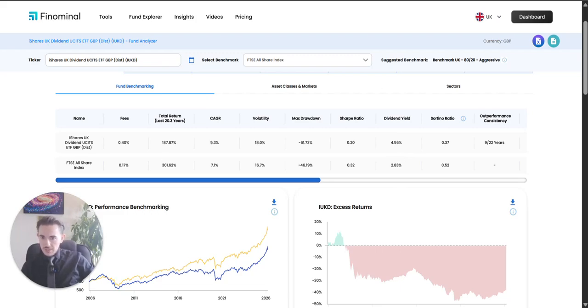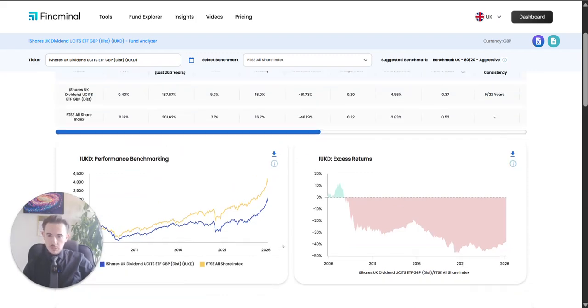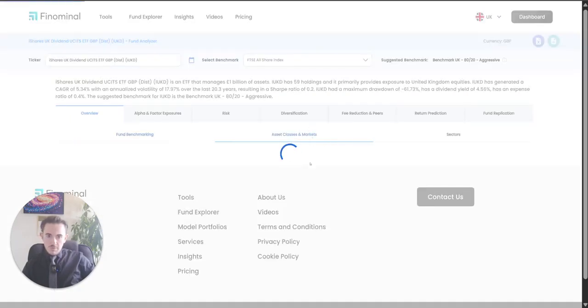Now this is where it gets quite interesting when we look back to total return, because the dividend yield is reinvested within this, so the total return accounts for this reinvestment already. But as this is an income producing fund, likely clients will want to take that income and not reinvest it. So in actuality, the total return for this fund is actually likely to be much less than 187.87% is what I would note initially. And if we look at performance benchmarking, we can see that underperformance of the UK dividend funds versus the FTSE All Share index. Let's move over now to asset classes and markets.